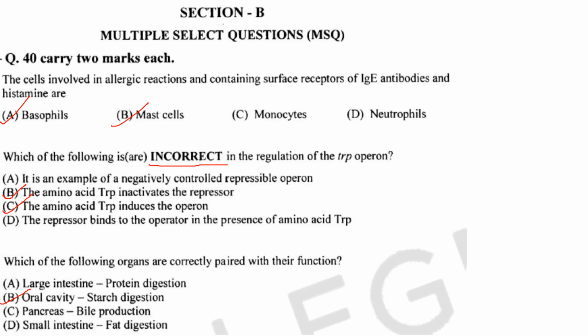Pancreas has two functions. One is exocrine and the other is endocrine function. Exocrine function produces digestive enzymes and endocrine function produces hormones like insulin, glucagon and somatostatin. That is pancreas function. Small intestine, fat digestion. Yes, that is also correct. So B and D are correct.